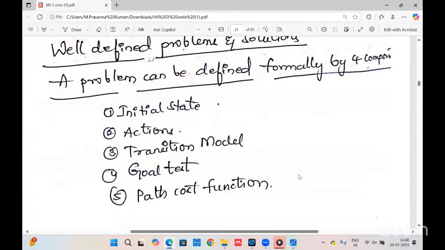Now what you have to do is first do the problem. If at all you are doing any backtracking, note down there.